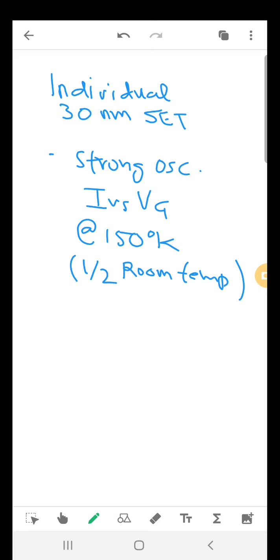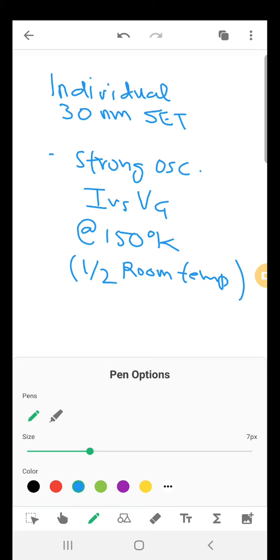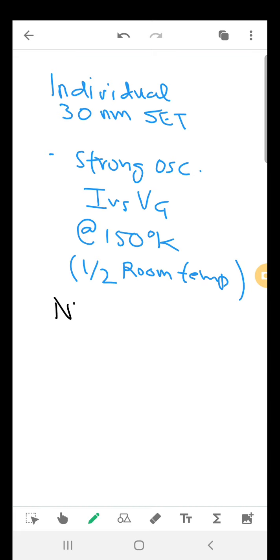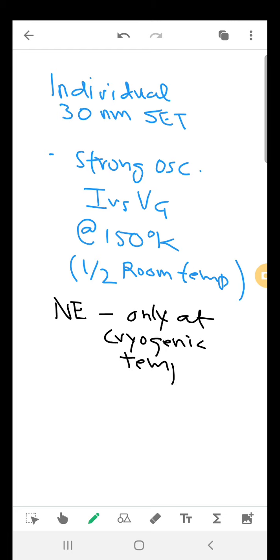However, most electronic devices built to date are functional only at cryogenic temperatures. That is the boiling point of liquid nitrogen and well below. So, many non-electronic devices are functional only at cryogenic, that means very low temperature, operation.